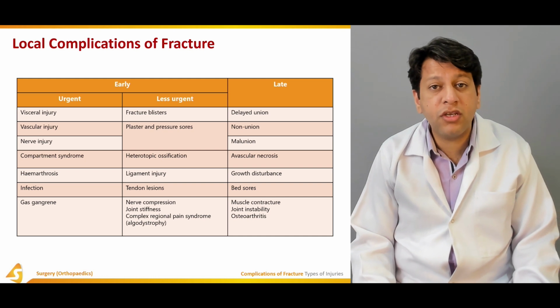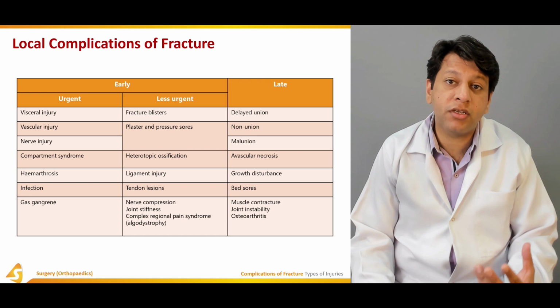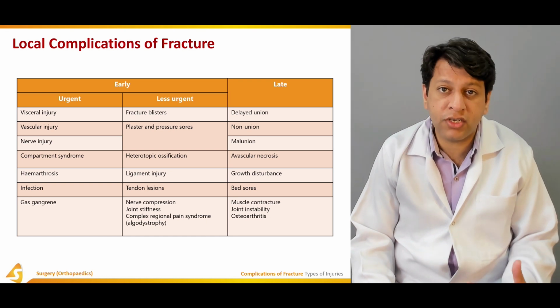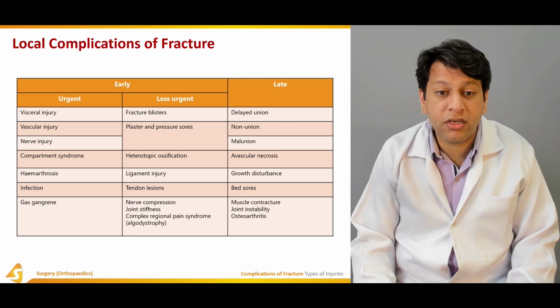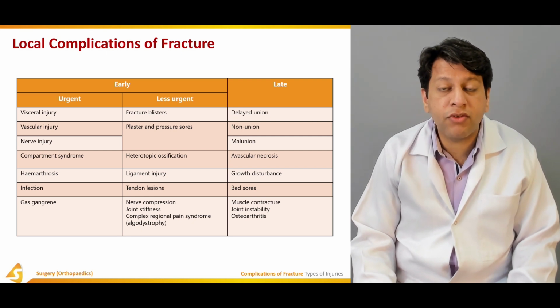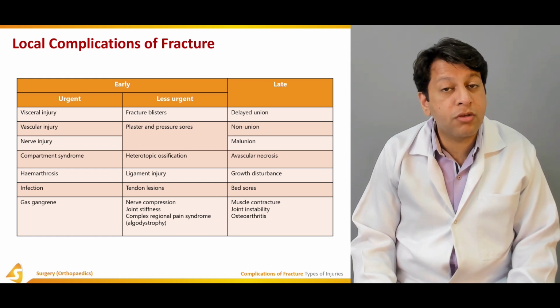Next is nerve injury. Although it can be as disastrous as anything, the only problem with nerve injury is you do not need to intervene straight away. But this is one of the very urgent complications which may be associated with fractures. The other common one is compartment syndrome.